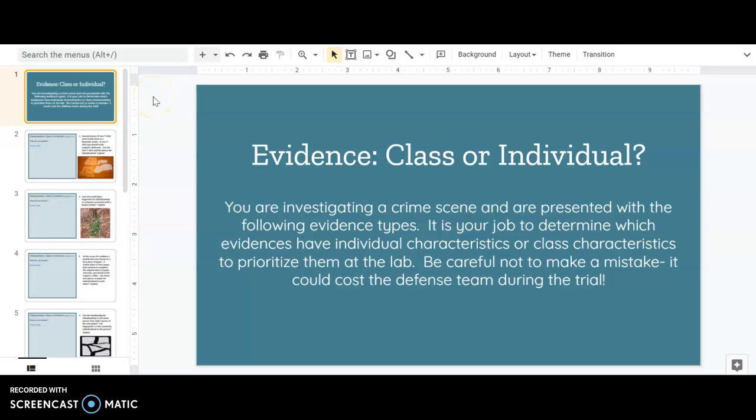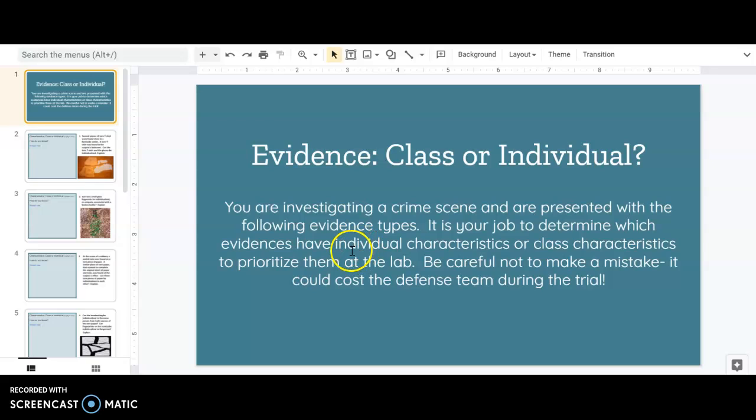Hello, Forensic Science. This is an intro to the evidence characteristics assignment, and you are going to be tasked as the investigator to look at various types of evidence and just determine, do they have class characteristics or individual characteristics? And then you're going to explain how you know.